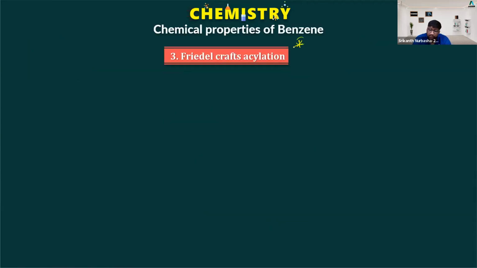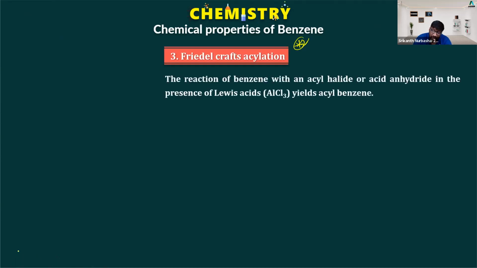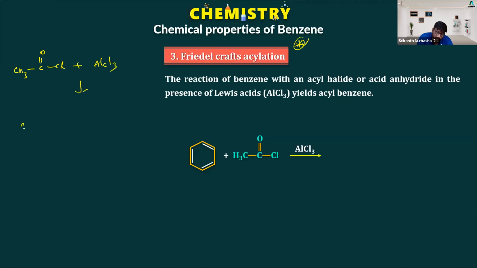Friedel-Crafts acylation. Acylation means we have CH3 C double bond to Cl, an acyl halide. The reaction of benzene with acyl halide or acid anhydride in the presence of Lewis acid AlCl3 gives acyl benzene. So what happens in the presence of AlCl3? You should not get confused, as I have repeatedly told you. CH3 C double bond to Cl plus AlCl3 can form CH3 C double bond O plus AlCl4 minus.